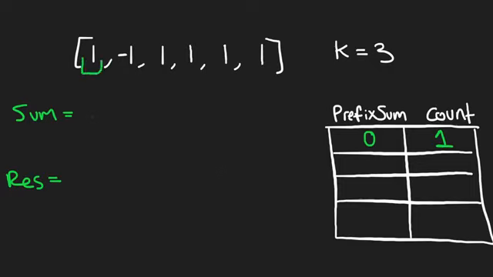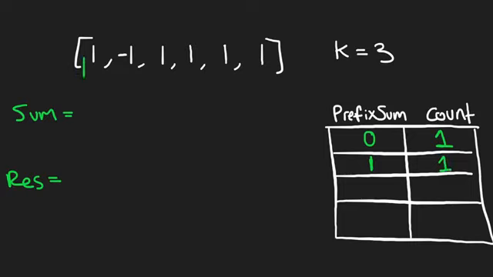So we start at the first value, we get a sum of 1, 1 minus 3 is -2. Does -2 exist in our prefix map? Nope, it does not. So we continue, but before we continue, we're going to take this prefix that we just computed, 1, and add it to our prefix map. So prefix of 1 has a count of 1 so far.